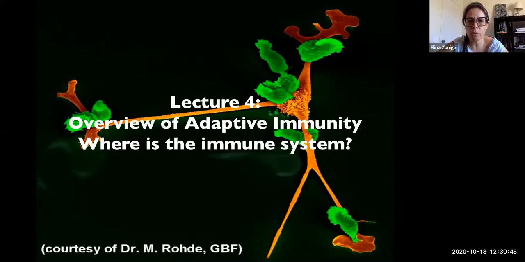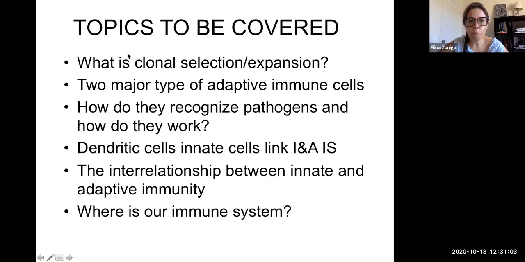So today we will cover some aspects and an introduction of adaptive immunity. And at the end, we will try to also cover the location of the immune system. So we will first look at what is clonal selection and expansion, the 2 major types of adaptive immune cells, how do they recognize pathogens and how do they work.